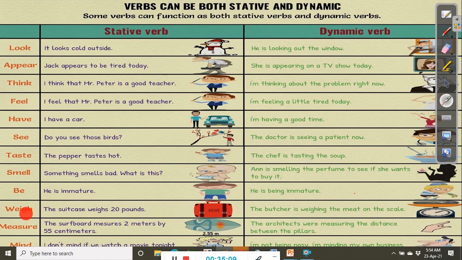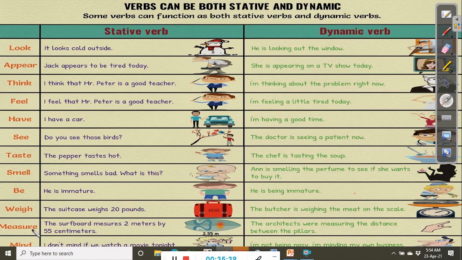Now the next is weigh. The suitcase weighs 20 pounds. When it is about weight or measurement, it is a stative verb. But it is dynamic when we say the butcher is weighing the meat on the scale. This refers to an action that is being taken rather than a state.